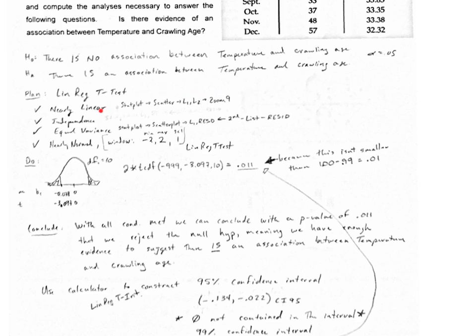And then the second condition, independence, just making sure that just because one baby crawls at 32 weeks, that doesn't really make a difference on a separate baby crawling at 33 weeks or something like that. It's not like all the parents, there's some competition to make their baby crawl earlier than anybody else. So pretty safe to assume we're independent here.